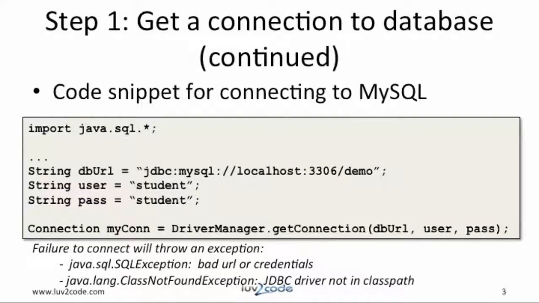So we start off by getting a connection to a database. We set up variables for the database URL, the user ID, and the password. Then we make use of the driver manager to get a connection based on these variables. If everything is successful, then we'll get a valid connection object. If there's a failure, then the system will throw an exception.